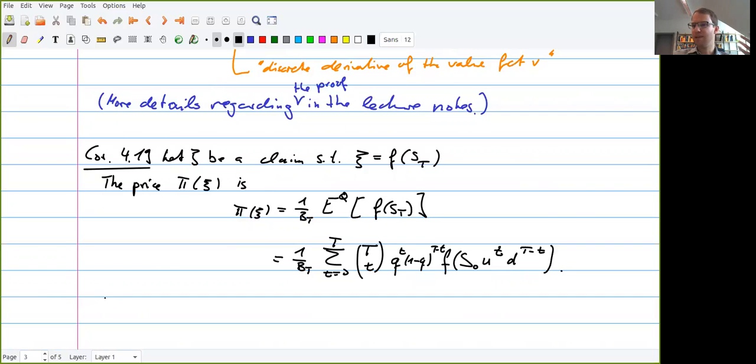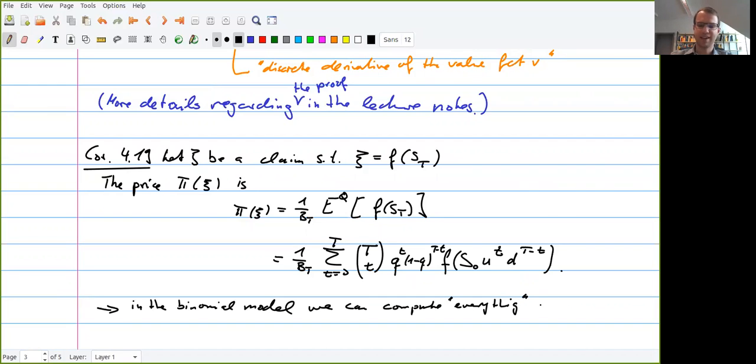So I think that the main message is in the binomial model, we can compute everything. Okay, this is of course a weak statement, explicitly.